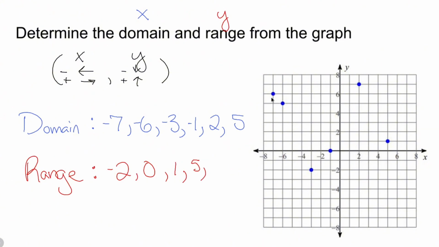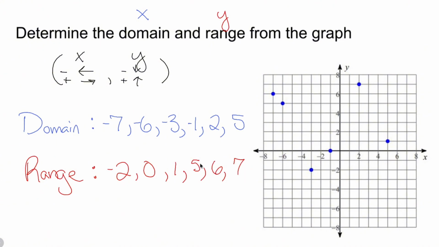Here's my fifth point. Go up 1, 2, 3, 4, 5, 6. Now I'm lined up with that, and so 6 is my second to last one. And my final one is going to be up 1, 2, 3, 4, 5, 6, 7.